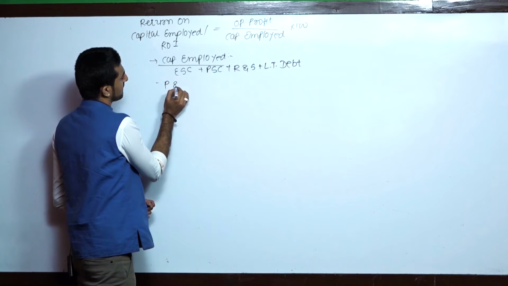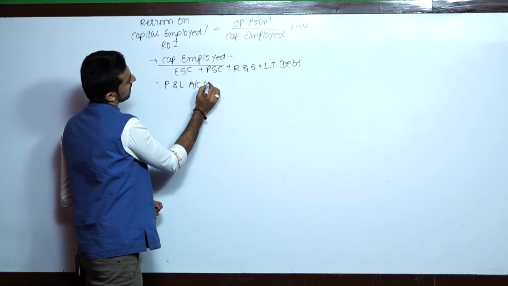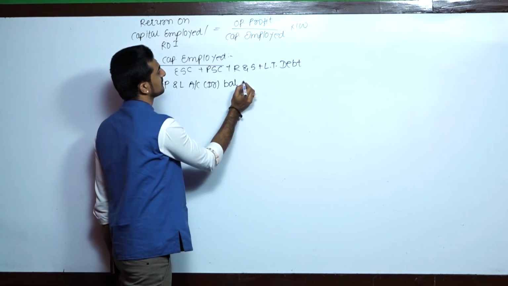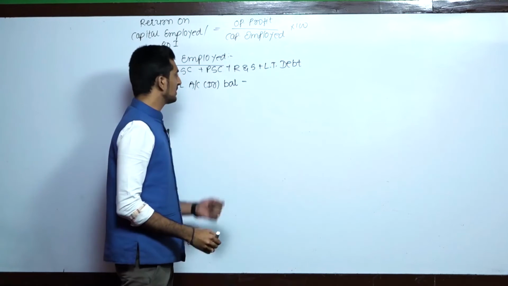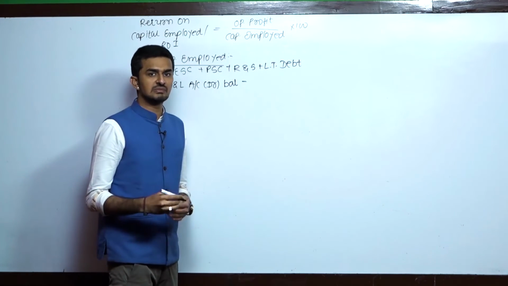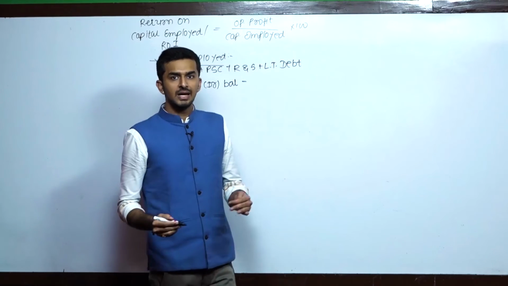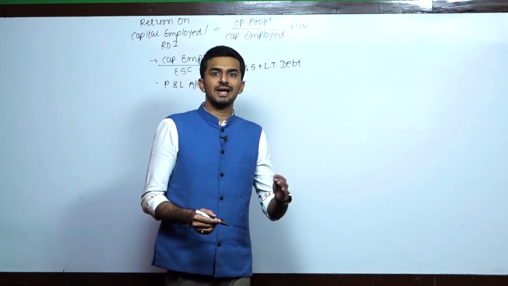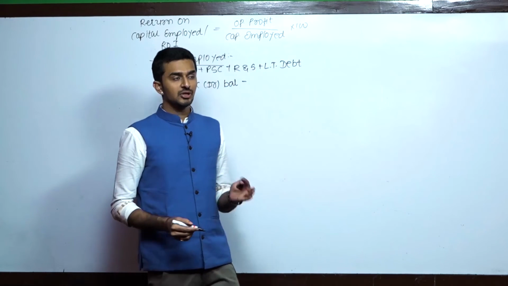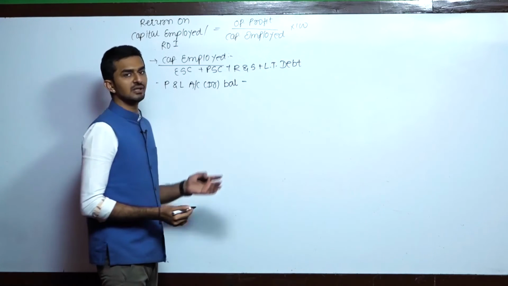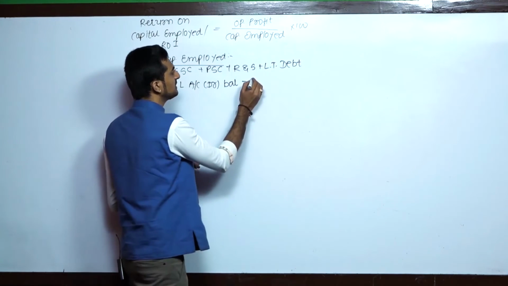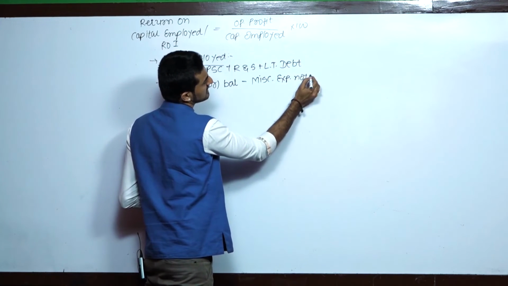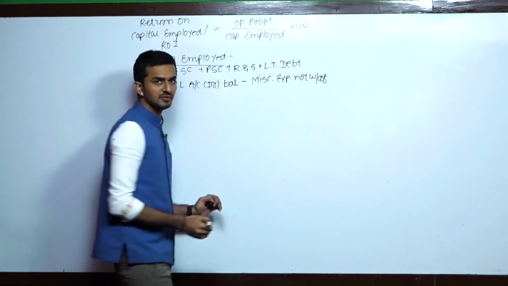From that, we subtract P&L account debit balance. Why do we subtract P&L account debit balance? Because it is accumulated loss. And if you have accumulated losses, it means to that extent your capital has been wiped off, right? So if your capital has been wiped off, we say that is P&L account debit balance. One more thing that we need to subtract is miscellaneous expense not written off.